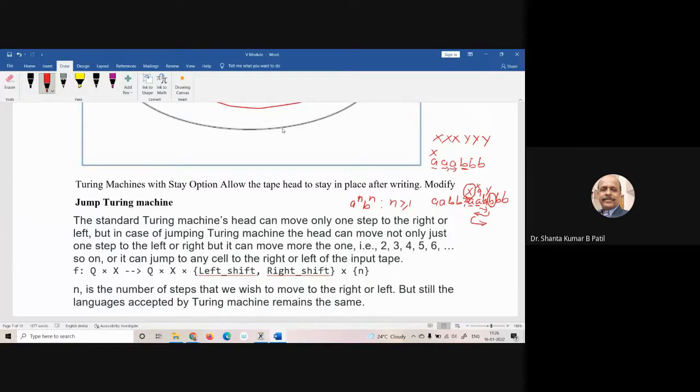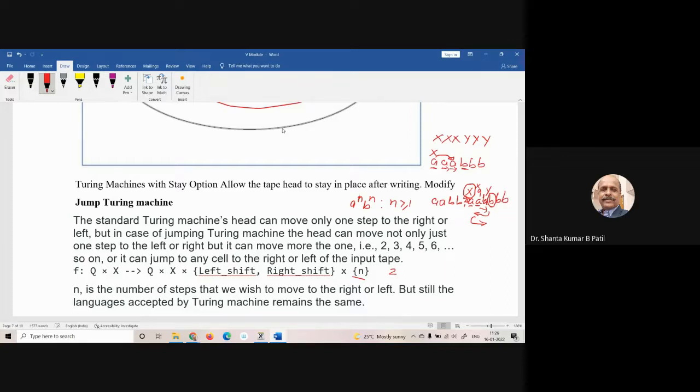Whereas in the case of the jump Turing machine, what happens? The n is given. For example, you want to jump where n is given as 2. So in that case, it jumps two symbols. Instead of reading one by one, if 2 is there, it is going to read the next symbol. The first symbol is read by this, and the second symbol, the machine is going to read this symbol. It is jumping two symbols.